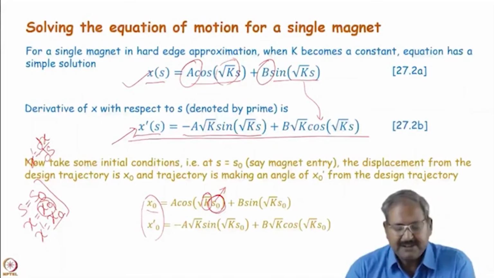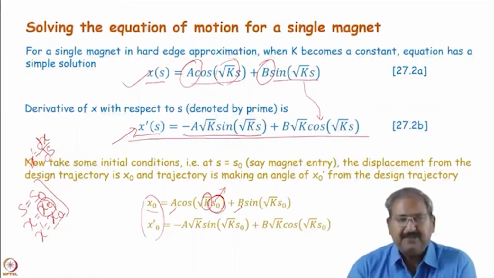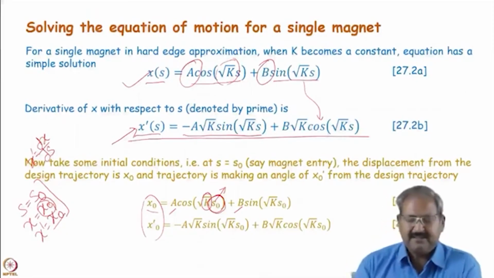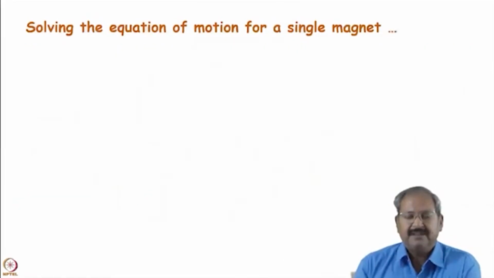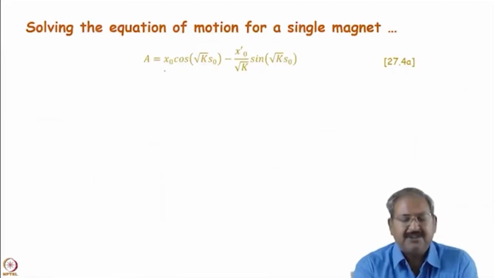So now in these two equations there are two unknowns, one is a and another is b. So we have two equations, two variables. We can solve it very easily. The solution will give you a as a function of initial conditions: x0 cos(√K s0) minus x0 prime over √K sin(√K s0).